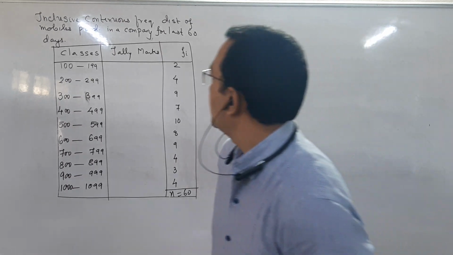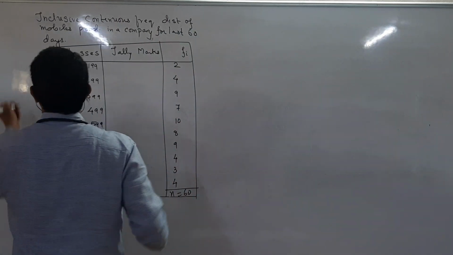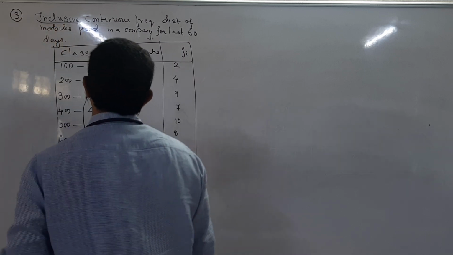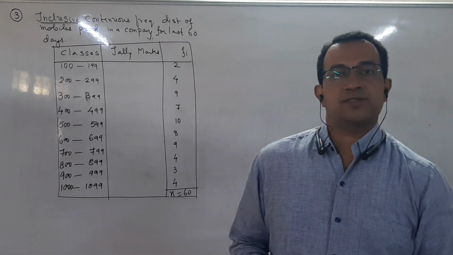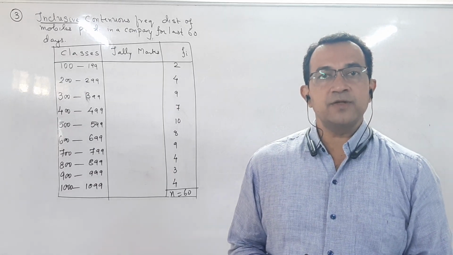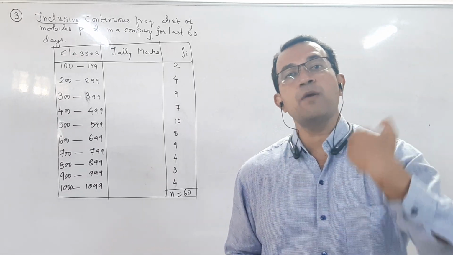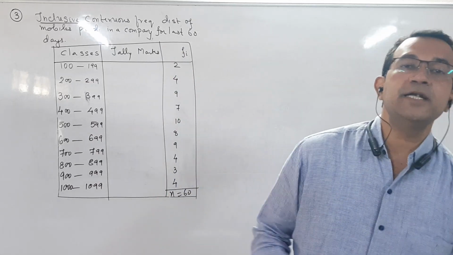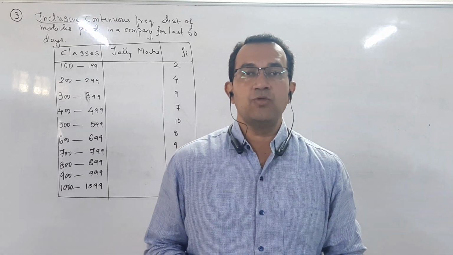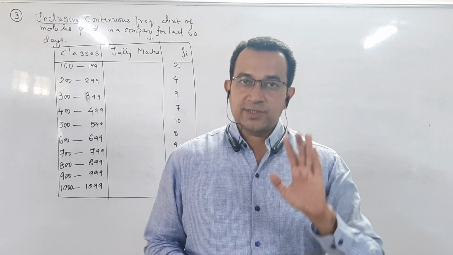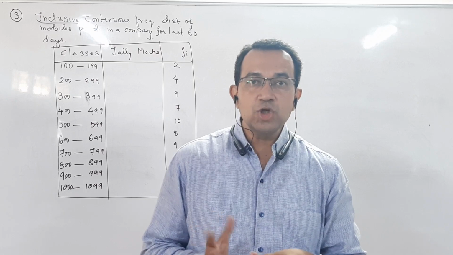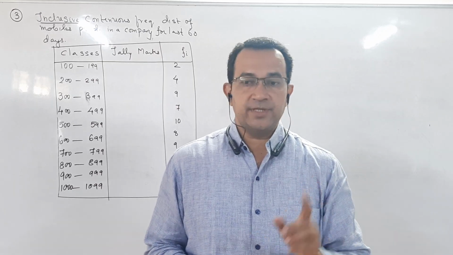Whenever we have an inclusive frequency distribution, it is compulsory to write boundary points. Because yesterday I taught you, in less than type cumulative frequency distribution, we use upper boundary points, and in more than type cumulative frequency distribution, we use lower boundary points. For exclusive, boundary points and class limits are same. For inclusive, boundary points and class limits are not same.